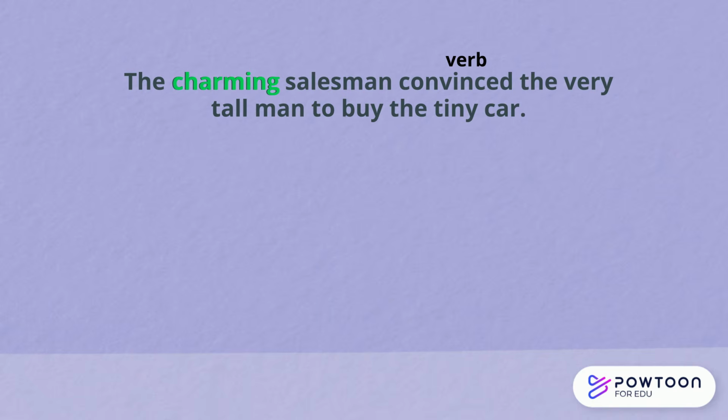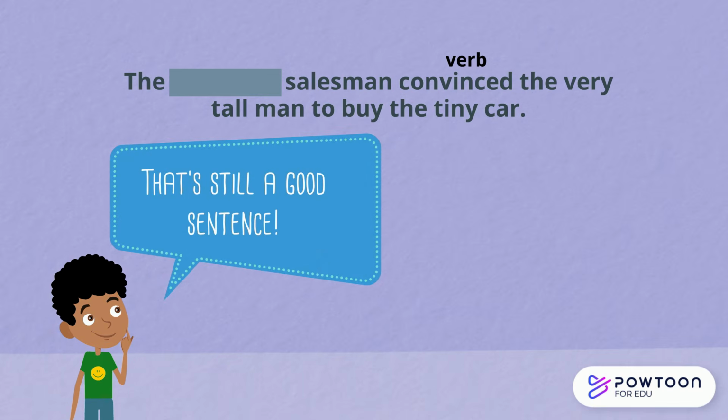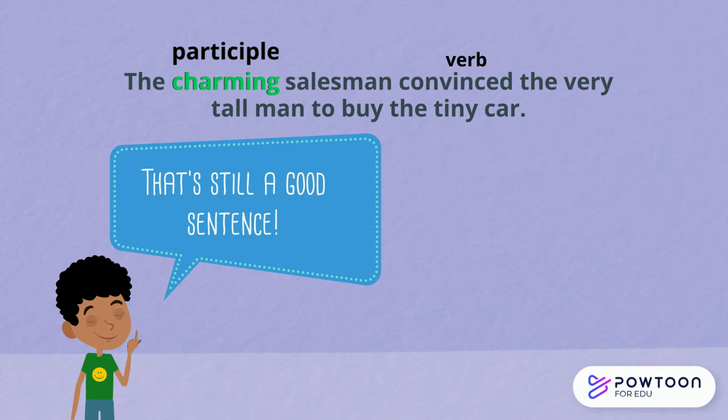Now let's remove charming. The sentence now says, the salesman convinced the very tall man to buy the car. This sentence makes perfect sense. That means charming is the participle because typically adjectives can be easily removed from a sentence and the sentence will still make sense. Last example.